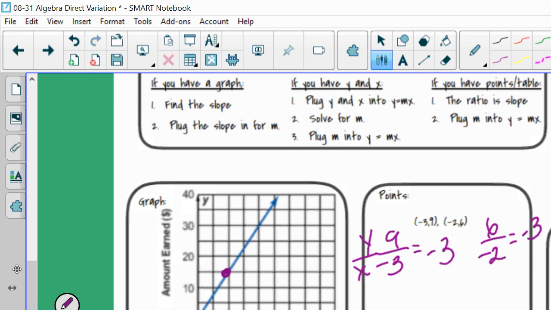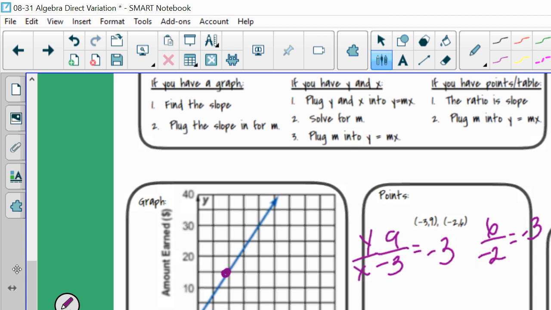On my table, I'm going to check to make sure it's a direct variation. I skipped the zeros. Okay? I'm going to do 3 over 6, which equals... No, it doesn't. It equals half. We're going to say half. Don't be afraid of fractions anymore. 5 over 10 also equals half. 8 over 16 equals half.